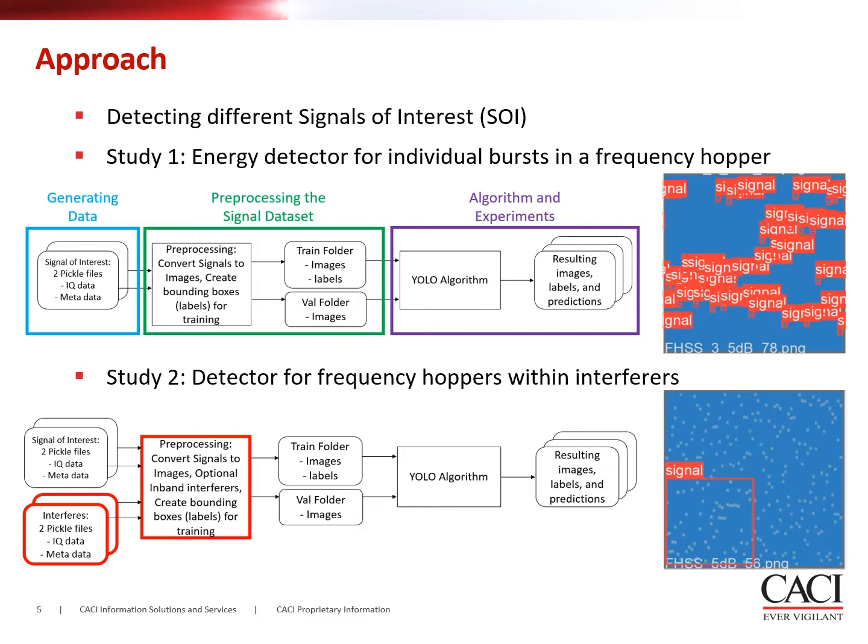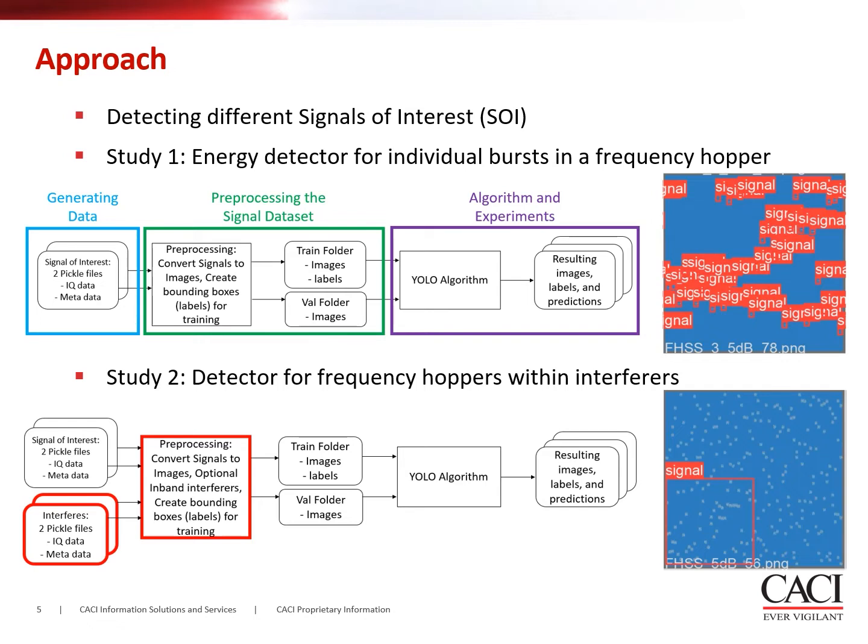Study 1 used Yolo to create an energy detector that detected individual bursts of energy in a wideband snapshot. The high-level pipeline is shown in the top left image with an example of the training data in the top right image. Study 2 used Yolo to create a frequency hopper detector that identified a frequency hop pattern in a noisy environment with other signals, or interferers.